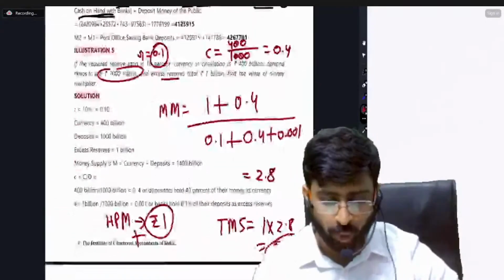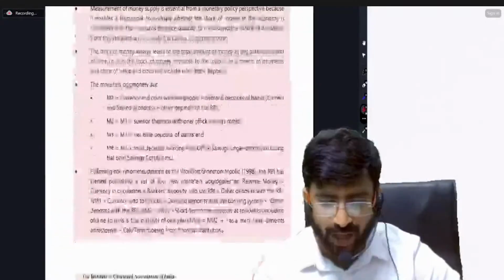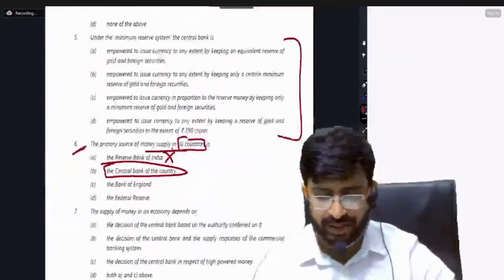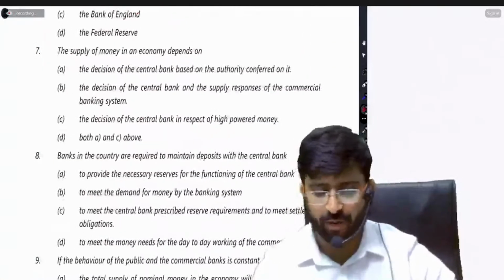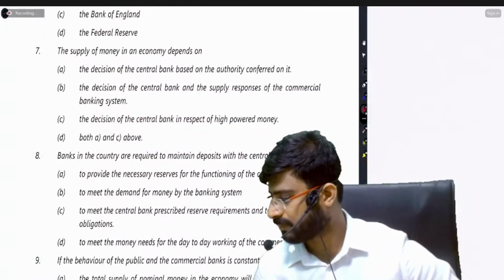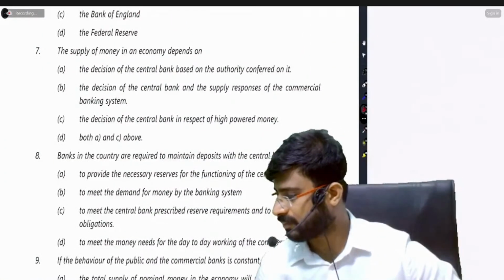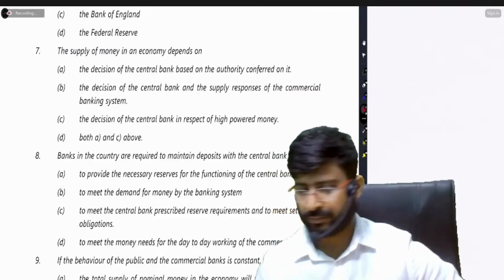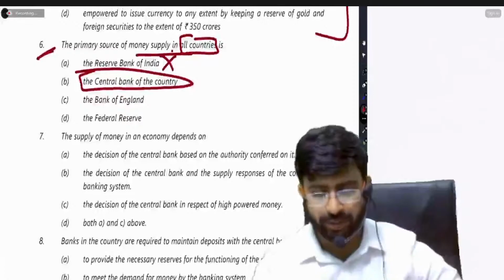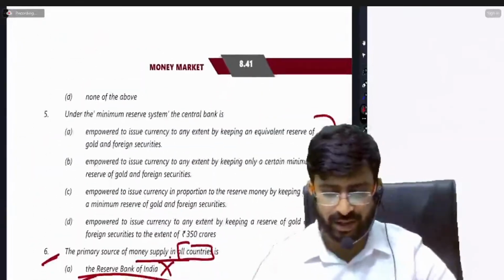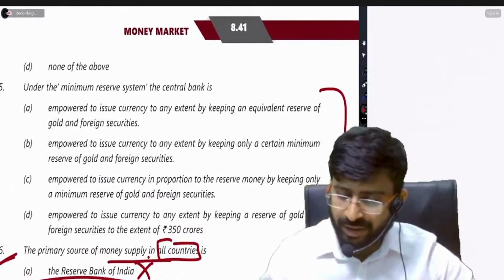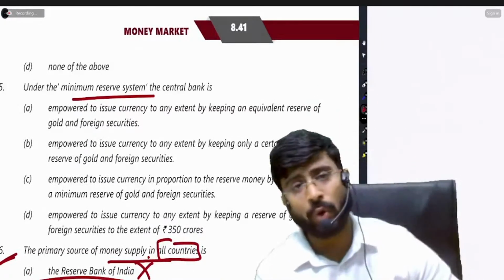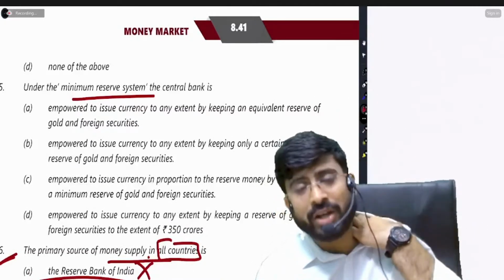So institute, all the 4 questions or 5 questions we have done. Now let's see if something is there in MCQ. We can just finish it off. Let's go ahead. 6th one. Acha, one was remaining, na? Yes, here it is. Under the minimum reserve system, minimum reserve, you know, the reserve that the banks are required to maintain.